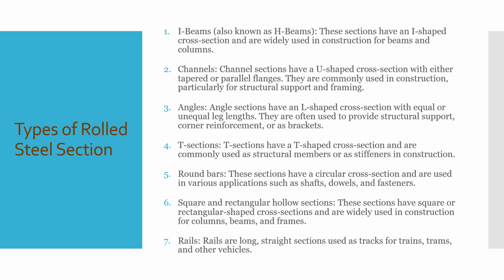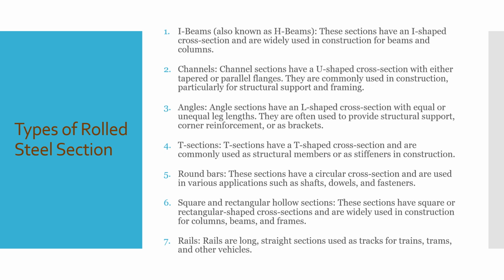So let us talk about the types of rolled steel section. Some of them are given like I-beam, also known as H-beams. This section has an I-shaped cross section and is widely used in construction for beams and columns. The second one is channels. Channel sections have a U-shaped cross section with either tapered or parallel flanges. They are commonly used in construction, particularly for structural support and framing.